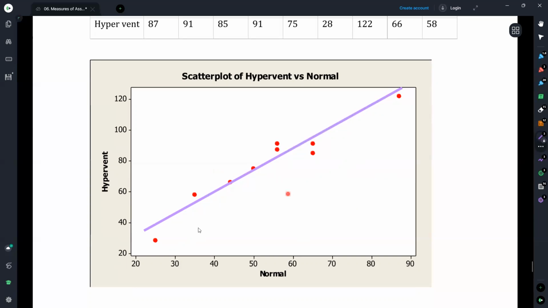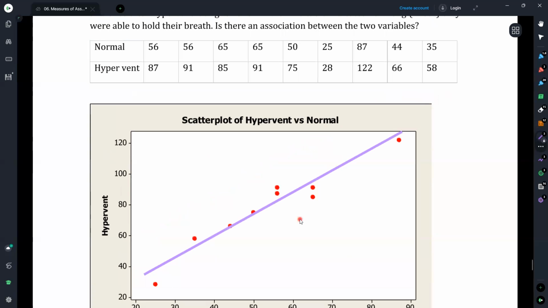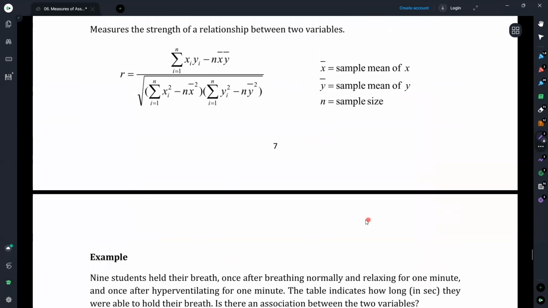Here we can see that there is a clear pattern. As x increases, there is a clear increase in y. That's why we can see that there is a positive relationship among the variables. Now, since we have identified that there is a linear relationship among the variables, we can move on to the further analysis.